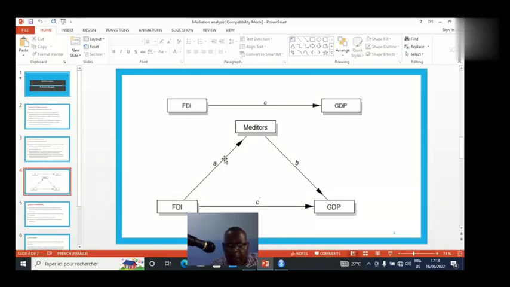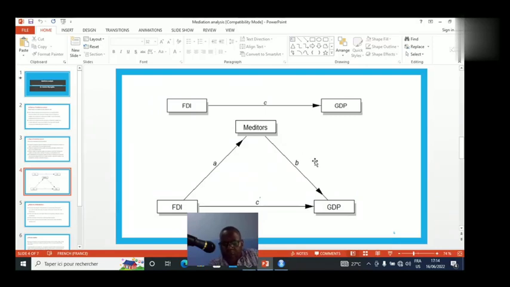Independent variable and the mediator variable must be related. This is the second step. The first step is this one: the relationship between FDI and the GDP must be significant. That means the coefficient of regression must be different from 0. The second procedure is that FDI as the independent variable must be related to this mediator. This means the coefficient of regression is different from 0.